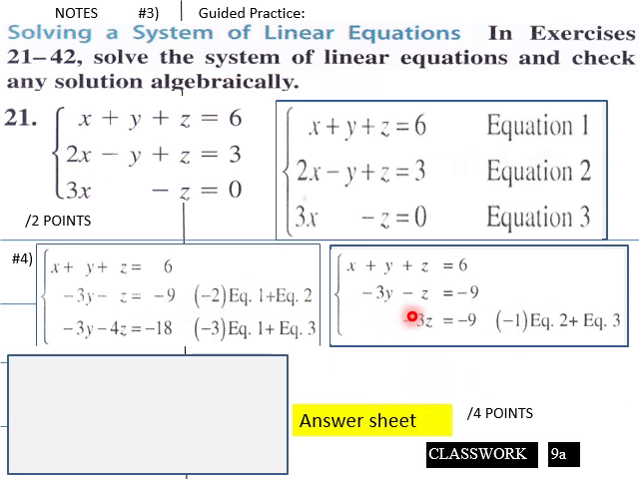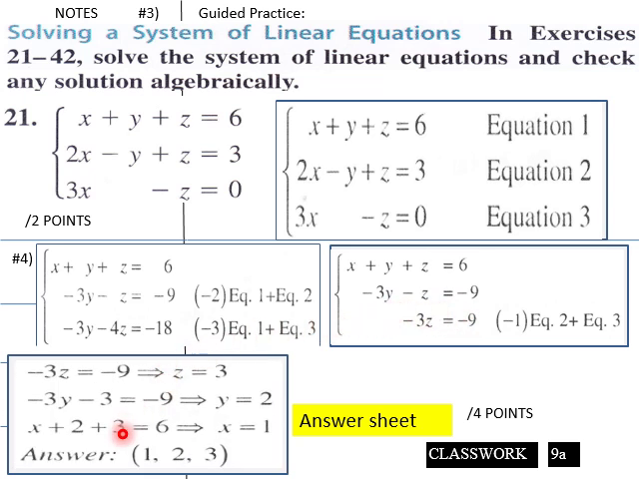Then step 2 is for our third equation. We want to go to row echelon form, so we have to get rid of this one out here. So negative 1 times equation 2 plus equation 3, and we end up with negative 3z equals negative 9 down here. So we get negative 3z equals negative 9, z equals 3.